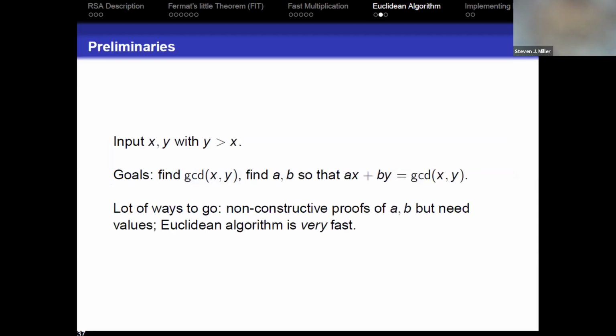So the input is going to be two numbers, x and y. We'll assume y is greater than x. And the goal is to find the greatest common divisor of x and y. Actually, we want to do a little bit more than that. We want more than just the greatest common divisor. We want to find numbers a and b such that a times x plus b times y is the greatest common divisor of x and y. And it turns out it's going to be very valuable to find such a and b. There's a lot we can do with this. And there's a lot of ways to go about this. There's some non-constructive proofs that tell you a and b exist.